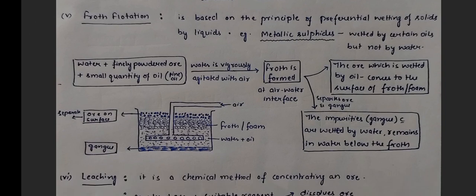Fifth one is froth flotation method, which is based on the principle of preferential wetting of solids by liquids. Example, metallic sulfides, that are wetted by certain oils but not by water. Water plus finely powdered ore plus small quantity of oil, that is pine oil, in which water is vigorously agitated with air. Froth is formed at air-water interface. So it will be separated in two ways. The ore which is wetted by oil comes to the surface of froth or foam. The impurities or gangue are wetted by water and remain in water below the froth.